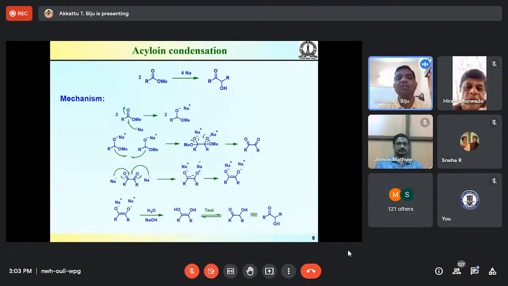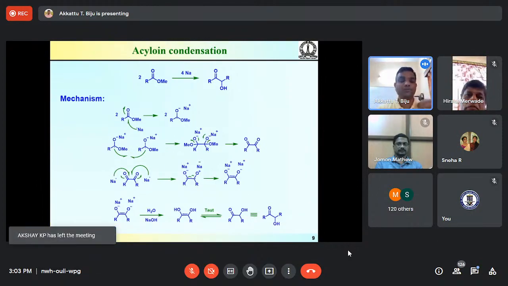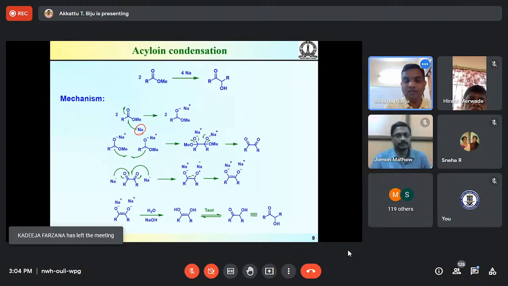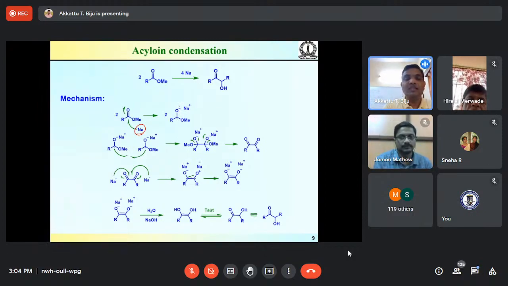Suppose we take only metallic sodium without a proton source. What can happen is the electron can add to the ester, generating the radical anion, just like in the previous case. Now, this anion cannot be protonated because we don't have any ethanol or a protic solvent. So instead, two molecules of this radical anion can combine together to form a new carbon-carbon bond to generate this intermediate, and this can eliminate two molecules of methanol to form a 1,2-dicarbonyl compound.